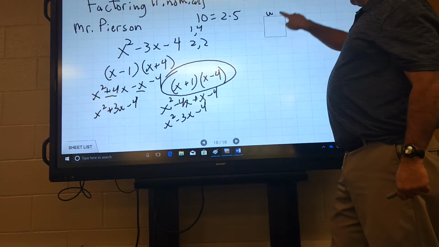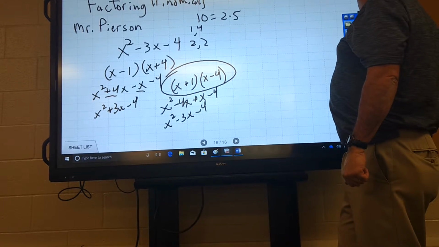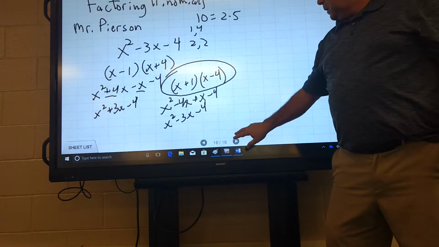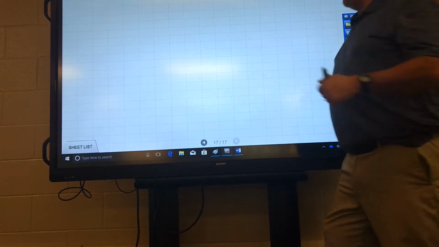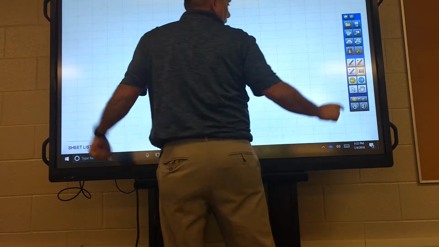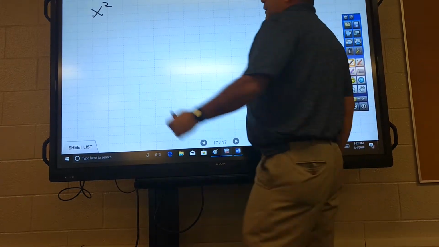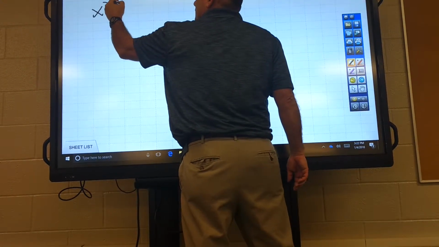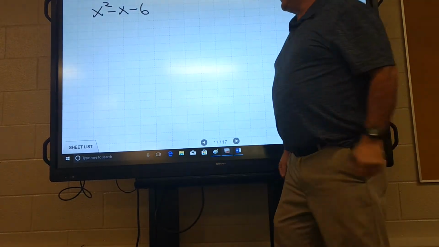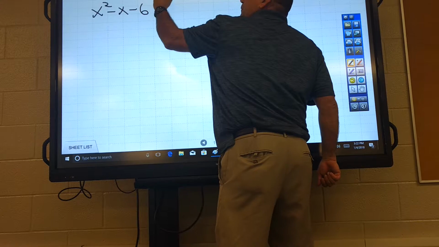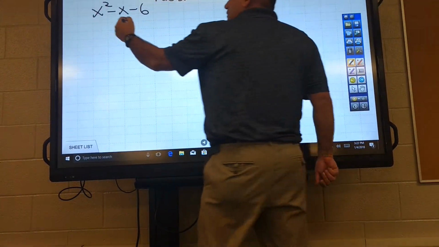As I worked some of these out, I found that it took a lot of time to multiply them out every time. So I came up with something that I like to use. Let's say we have to factor x squared minus x minus 6. The directions will say factor. So what do we do? Well, we start out the exact same way. I make two sets of parentheses.